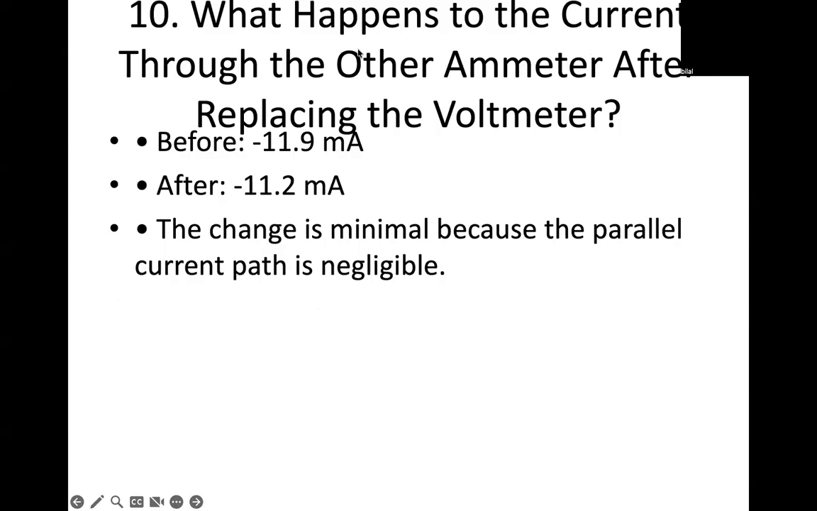Before replacing the voltmeter, the current was negative 11.9 milliamps. After replacing it, it was negative 11.2 milliamps. This small change happened because the parallel current path was negligible, meaning the circuit's total current remained nearly constant. Overall, the data confirmed the theoretical predictions with reasonable experimental error.